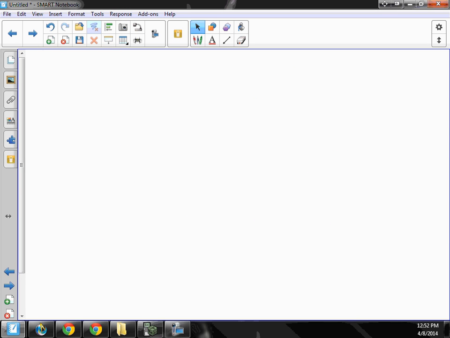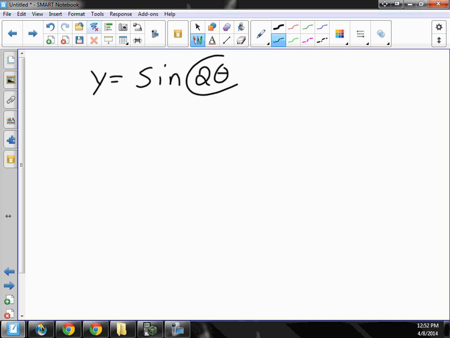Here's something that I want you to watch, but you don't need to duplicate that. So we did vertical transformation, whether it was amplitude, how high it is, or just shifting it up and down. What if we mess with the x-axis? So y equals the sine of 2 theta. What would that look like? Twice as wide? Well, let's think about it.